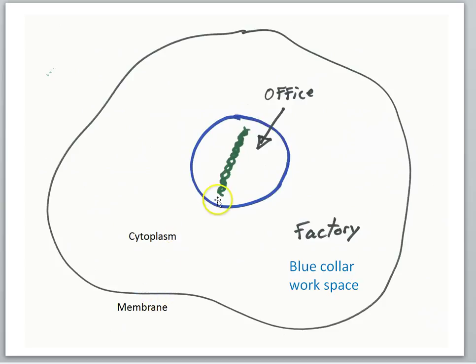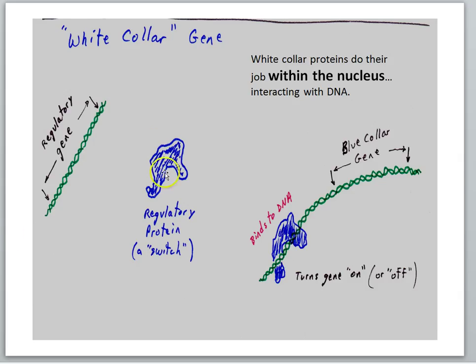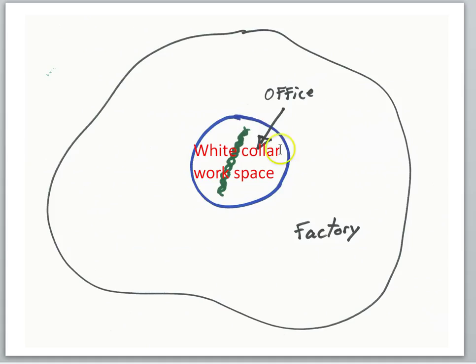Now that's going to be in contrast to the white-collar genes that will be working in the office. White-collar genes make proteins, white-collar proteins, and their job is to work inside the nucleus by interacting with DNA. So it's these white-collar proteins that will control which genes are going to be turned on and off. So again, the white-collar proteins are doing their work in the nucleus of the cell by interacting with DNA.